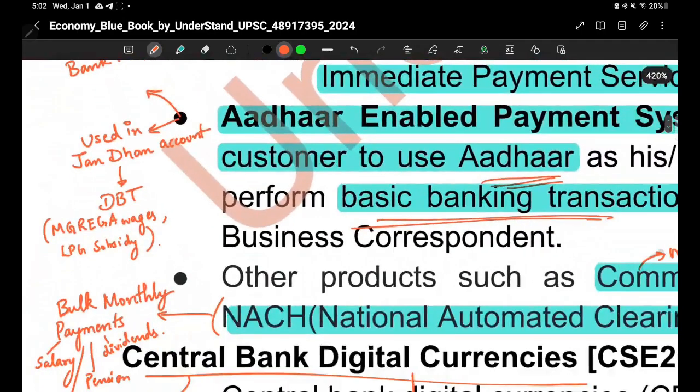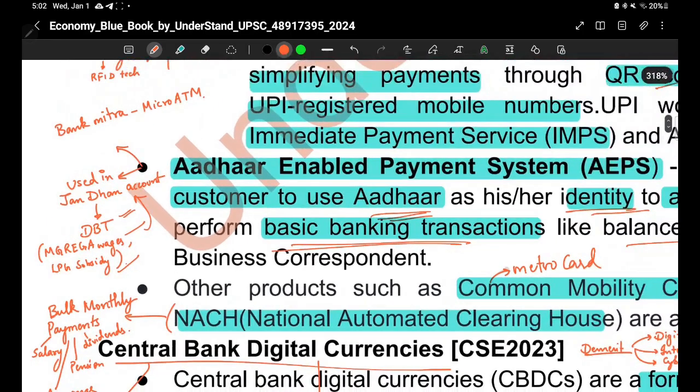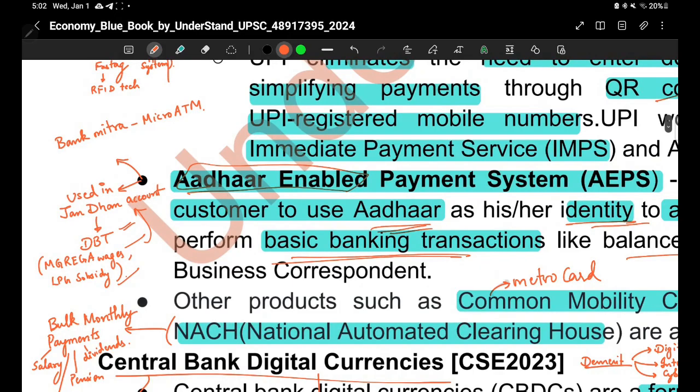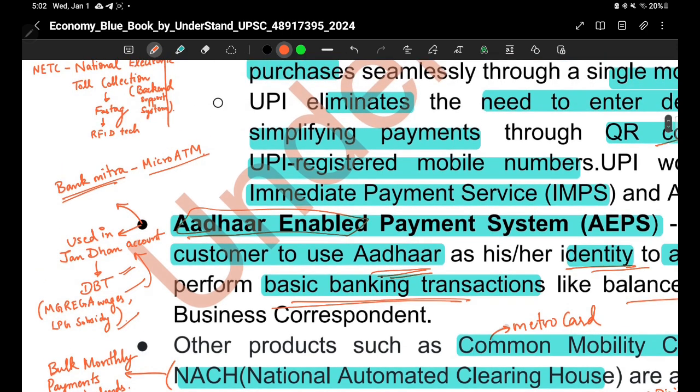In a Jan Dhan account, the government gives direct benefit transfer into this account. For example, Manrega wages, LPG subsidy, all this is put into the Jan Dhan account, which is Aadhaar enabled. Take another example, Bank Mitra. Bank Mitra means a person will be employed by the bank to go to rural villages. That person will have some money in his pocket, and he'll also have some small machine, a POS machine, point of sale machine.